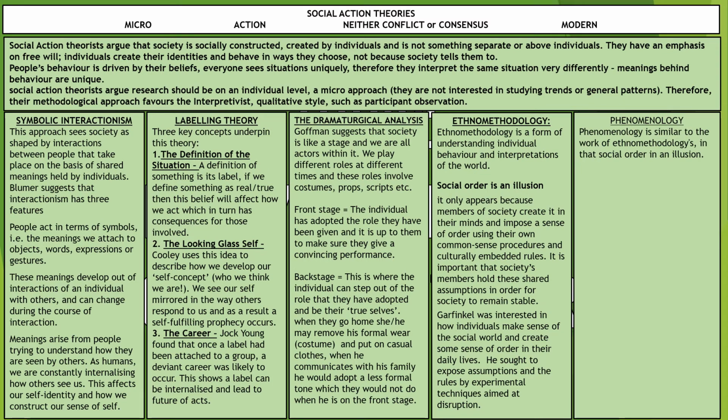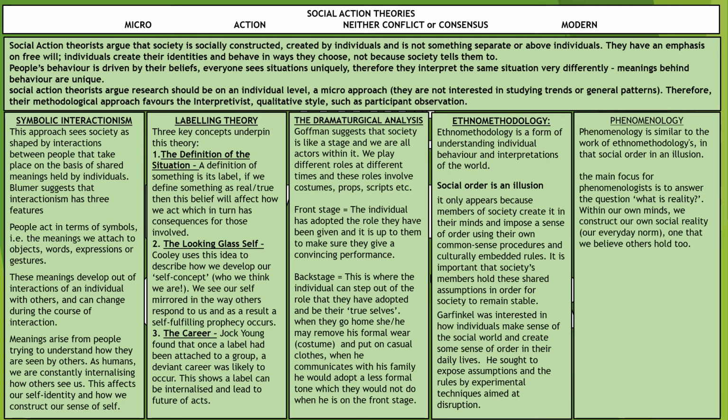Now, phenomenology is very similar to this. This is kind of where ethnomethodology developed from. Phenomenology is the idea that social order is an illusion. Ethnomethodology is the kind of experiment to test this. And the main focus for phenomenology is to answer the question: what is reality? Obviously, is it a social construct? Is it something that we all share? Is it real? So it's quite philosophical.